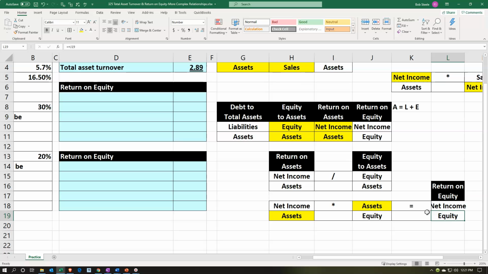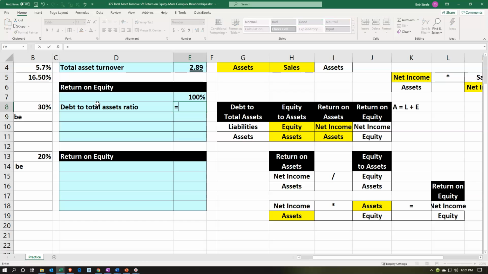So what we want to do is get to the return on assets, and divide that by the equity to assets. In order to do that, we first have to find out what the equity to assets is by using the debt to total assets. Okay, so let's do this. We're going to take 100%, let's make it a percent, minus the debt to asset ratio that was given.